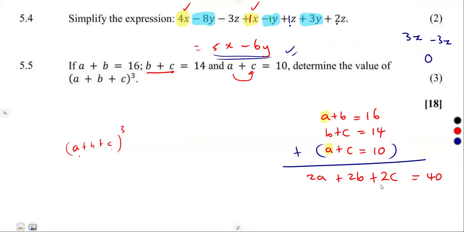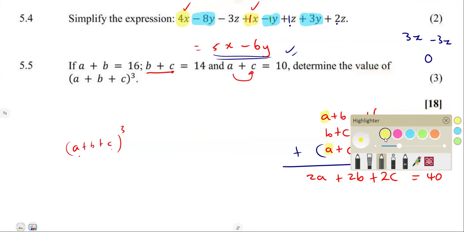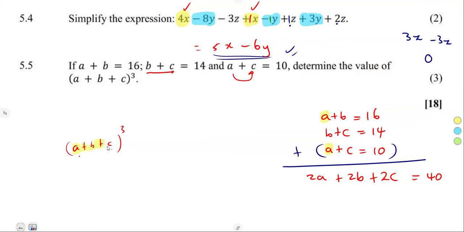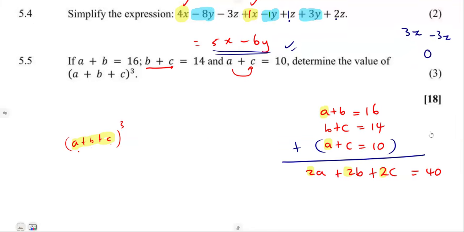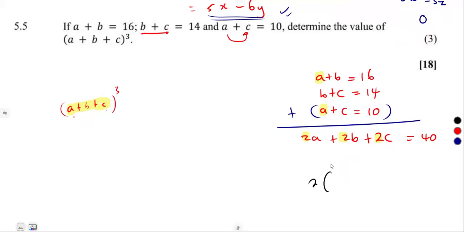So this is what you have. 2A plus 2B plus 2C is equal to 40. So what is it that we are looking for? Remember, we are looking for A plus B plus C. But there it is 2A, 2B, 2C. Are we seeing that the 2 is common throughout? So you can easily factor out the 2. Then you remain with A plus B plus C, which is equal to 40.